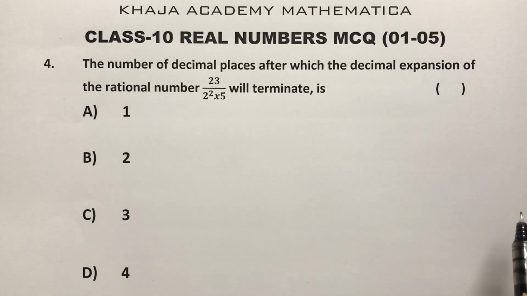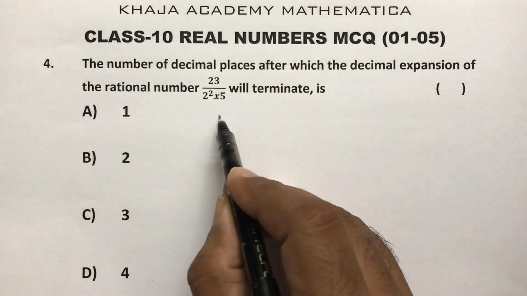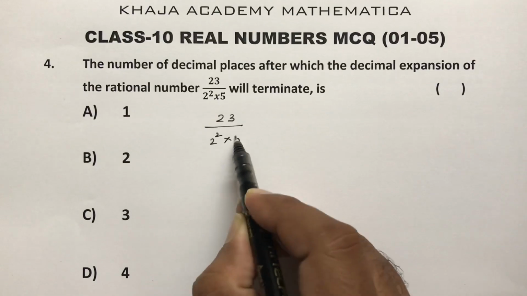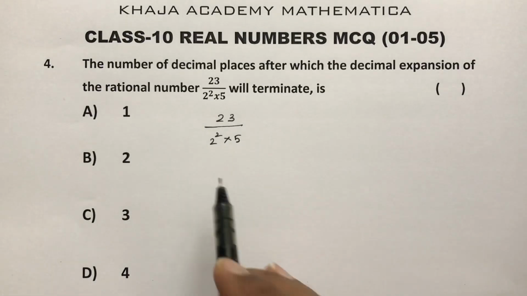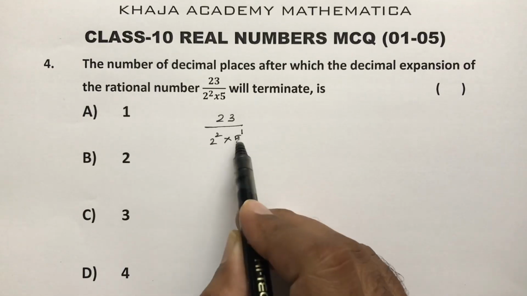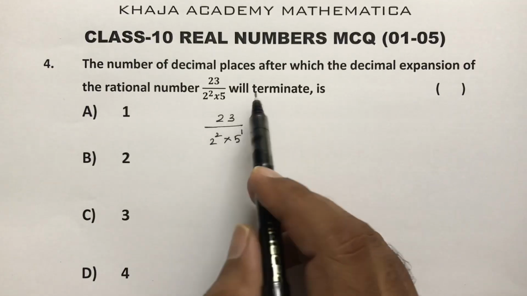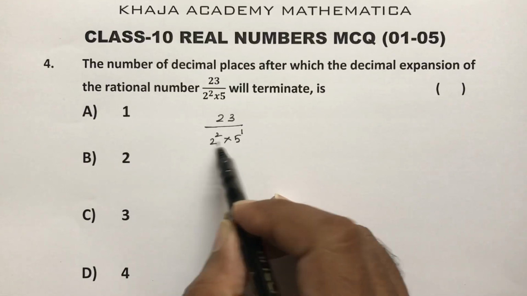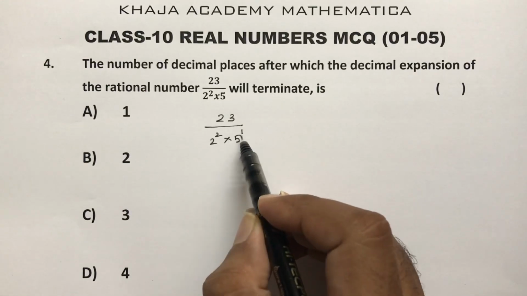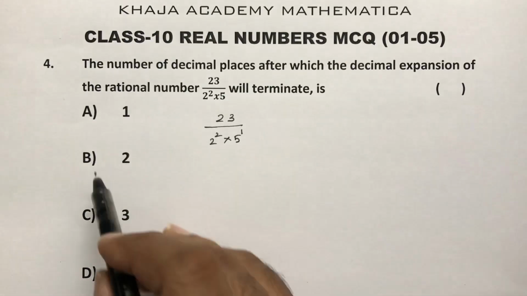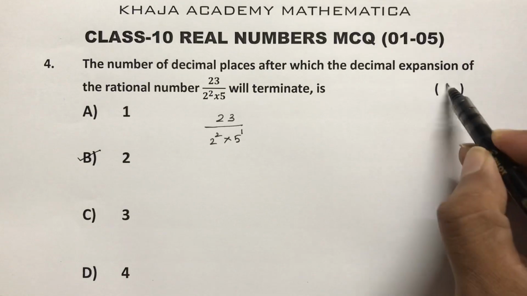The number of decimal places after which the decimal expansion of the rational number 23 by 2 square into 5 will terminate. In this, 23 by 2 square into 5, you can write 5 power 1. For finding the number of decimal places, you should see the highest power of 2 or 5. If you have only 2, you can take that power. So here there are 2 decimals, so the correct option is B.